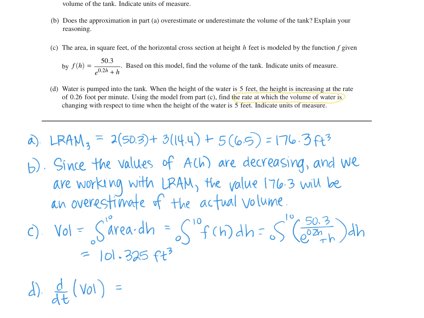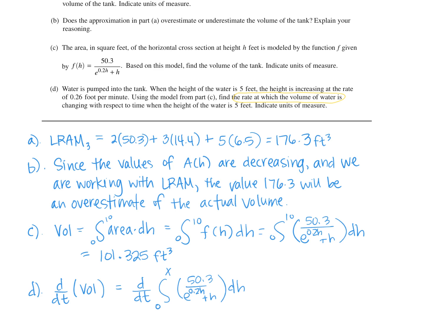So looking at what I had in part D, I want the derivative of the integral of 50.3 over e to the 0.2 h plus h quantity dh, going from 0 to, and don't put 5 in yet. Please don't put 5 in yet. That's a costly mistake to put 5 in. If you put 5 in now, the derivative would be 0, because you would be going from 0 to 5, which is a constant value, and the derivative of that would be 0. You want the derivative of this.